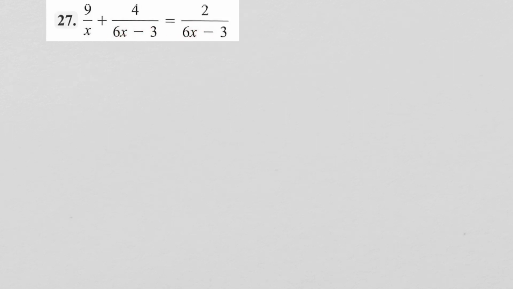Okay, let's factor these. So this is 3 times 2x minus 1. So the LCD is x times 3 times 2x minus 1. Putting it all together: the x from here, the 3 from here, and the 2x minus 1 from there. So we can see that x cannot be equal to 0 from this and positive 1/2 from this.